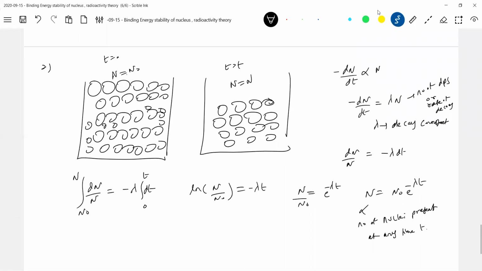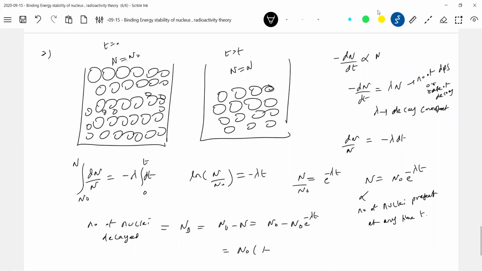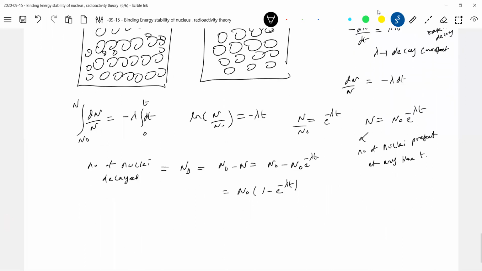How to calculate the number decayed? Number of nuclei decayed, I'll write N decayed. This should be equal to N naught minus N. So this will be N naught minus N naught e to the power of minus lambda t. Okay, so the number decayed will vary with time in this particular fashion. Now I'll multiply by lambda on both sides of this equation. What is lambda into N? It will become the activity.